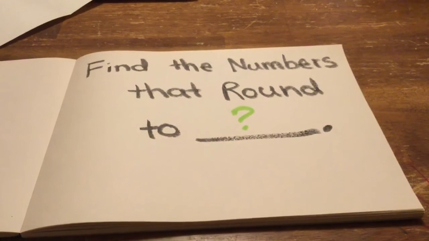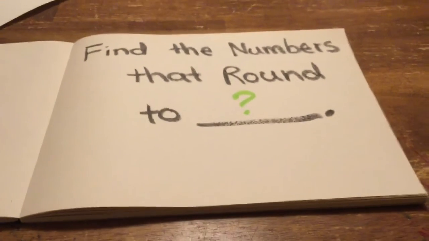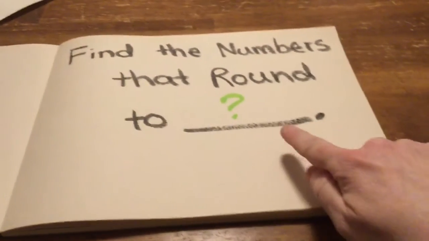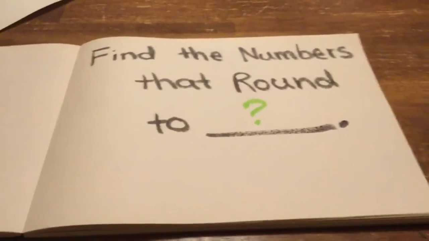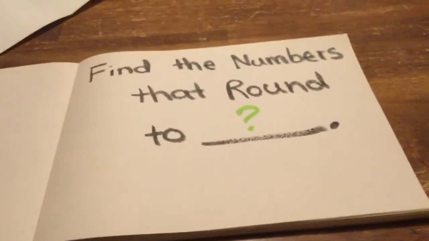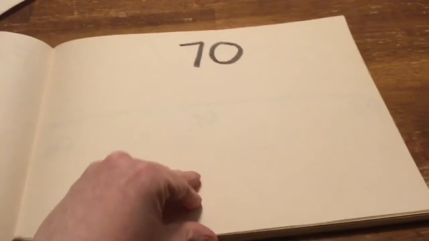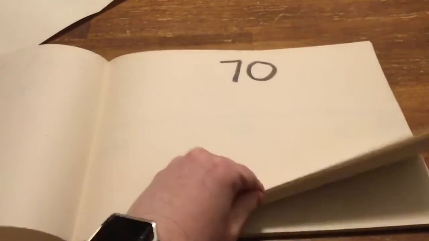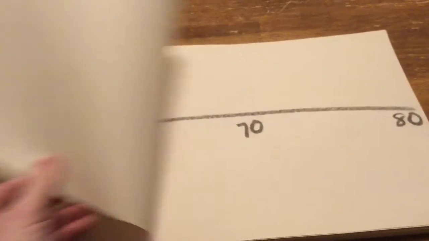All right, another skill we need to be able to do is find the numbers that round to whatever. I could put any number here: 50, 60, 70, 80, 90. But you want to be able to find all of the numbers that round to that number, whether they're rounding up or whether they're rounding down. So let's take 70 for an example. I want you to give me a number that rounds to 70.